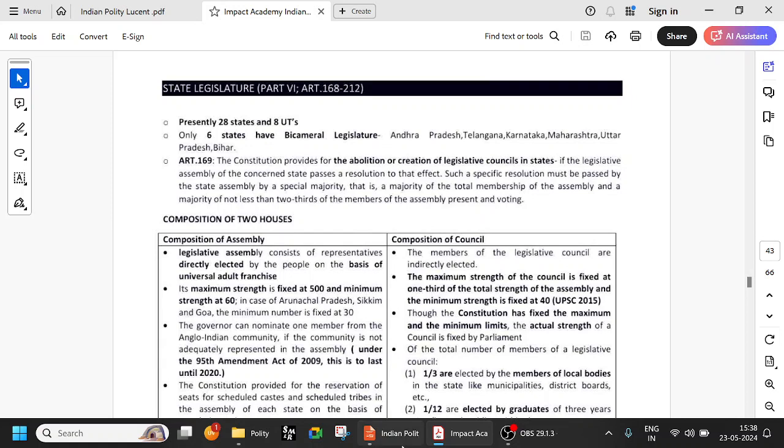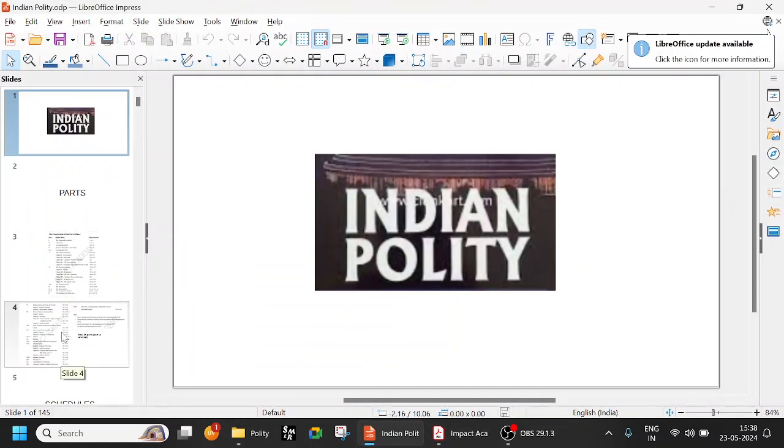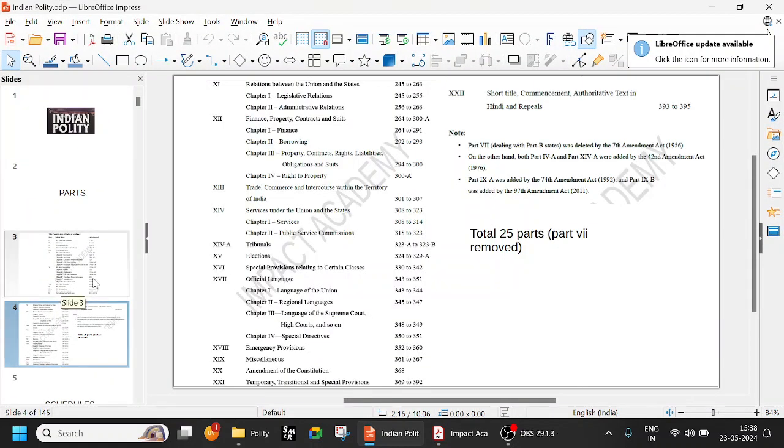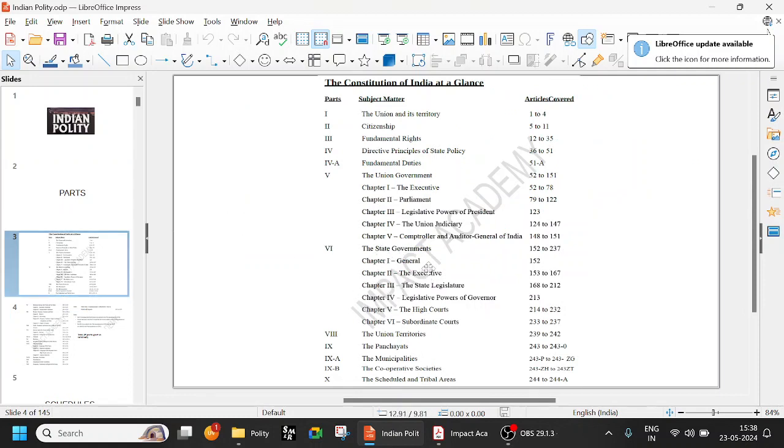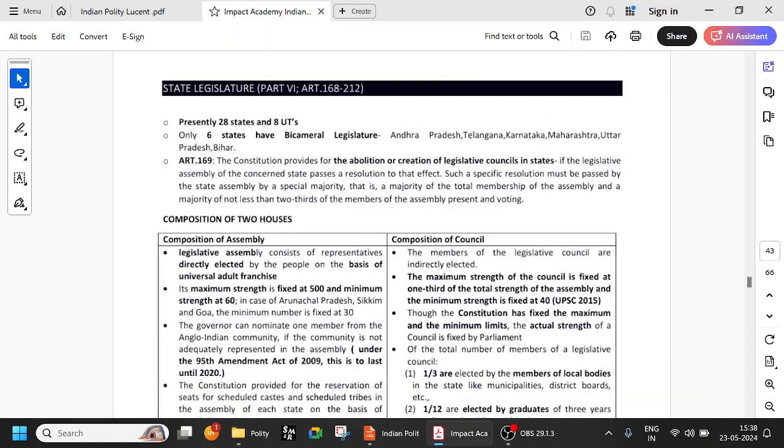Part 6 is state government. So part 5 is union government. Part 4 is citizenship, fundamental rights; part 3, directive principles of state policy, fundamental duties; 4A. All this I'm sure everyone is aware. So part 5 is union government. Part 6 is state government, and article 168 to 212.